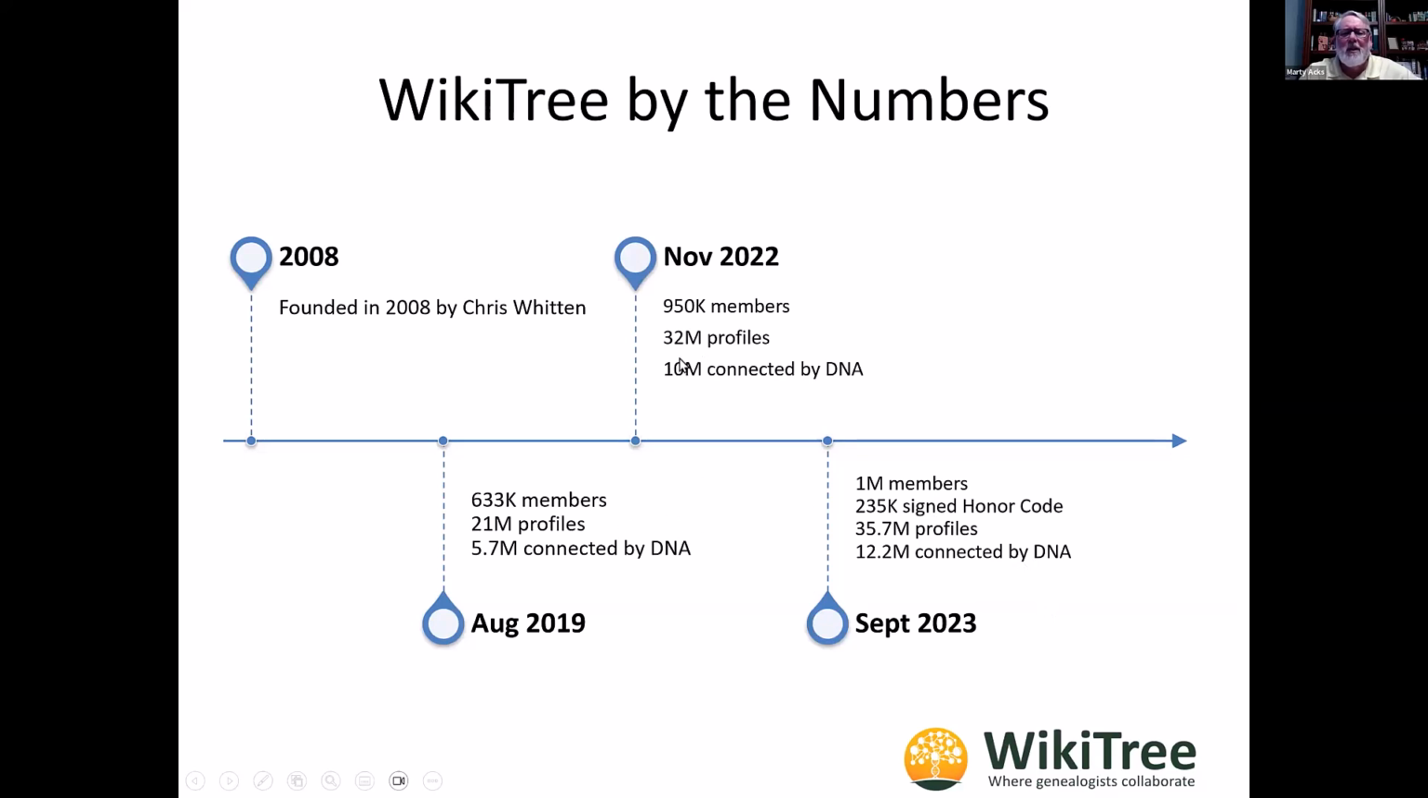I would tell you that I think the 630 thousand and the 950 thousand and the 1 million are a little high in terms of people really using the product. Those are people that logged in once and created a profile. To actually do any work, you have to sign what's called the honor code, which I'll talk about in a moment also. And only 235 thousand have signed that.